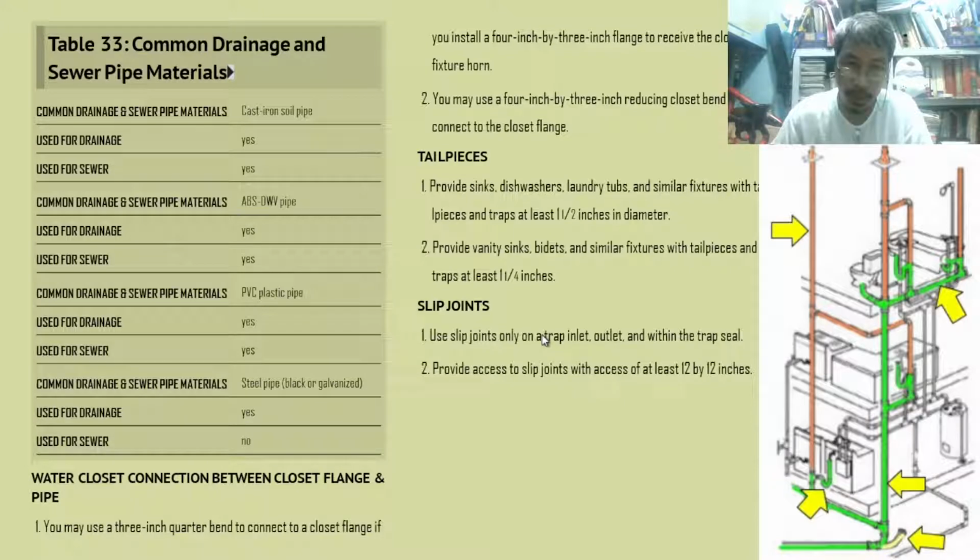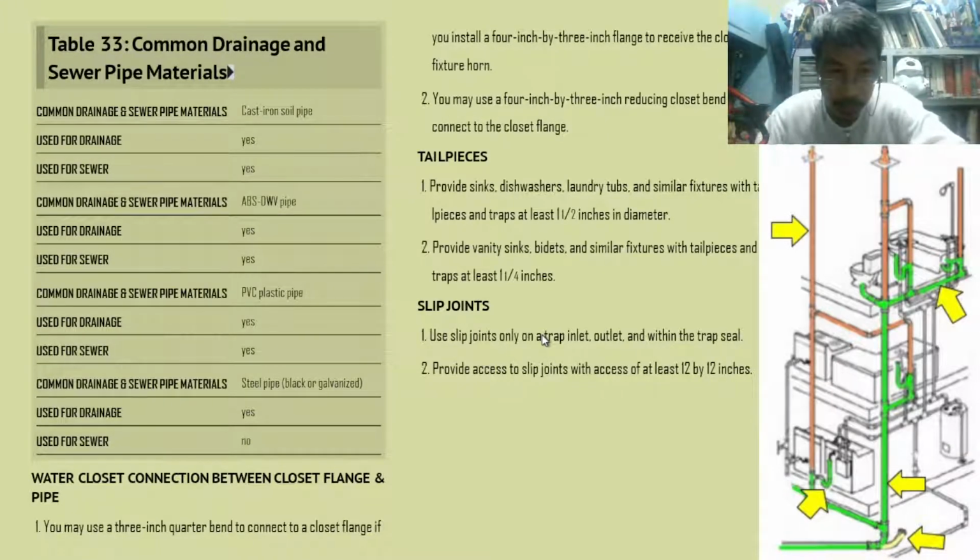Next type is ABS. Used for drainage, yes. Used for sewer, yes. So it can be used. Next type is PVC. Used for drainage, yes. Used for sewer, yes. The fourth type of material is steel pipe, either black or galvanized. The black one is the most economical, because galvanized pipe is a little bit expensive. They can be used for drainage but cannot be used for sewer.